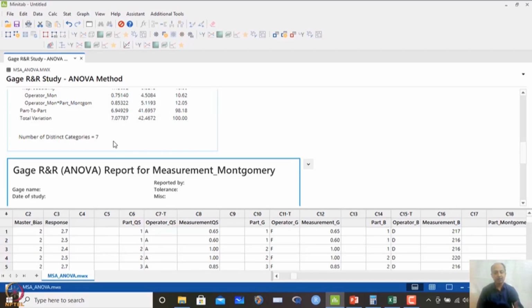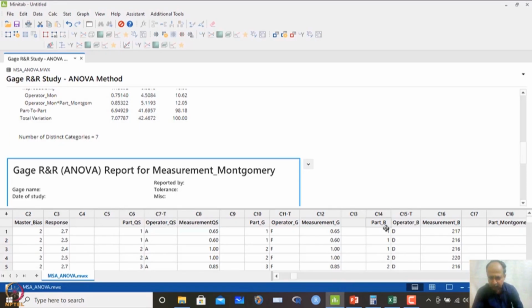So, that gives you a formula, which is given in MINITAB or anywhere, and you can see it in manuals also. So, we will get the number of distinct categories. It is recommended that a value greater than or equal to 5 will be considered a good instrument. So, this is another important aspect.